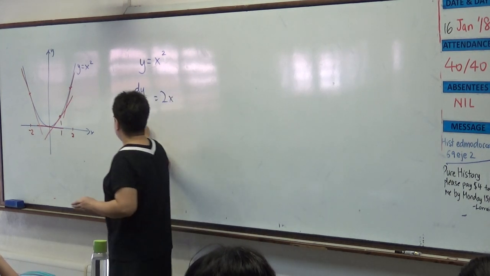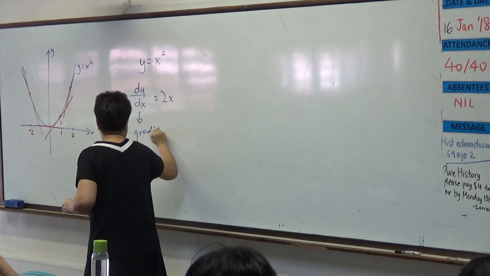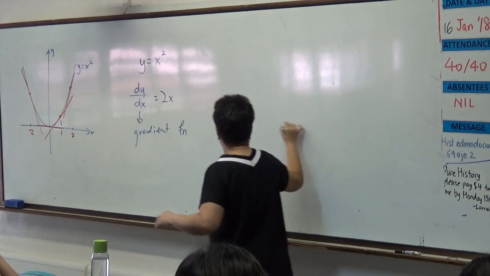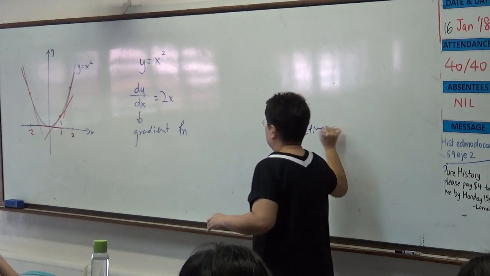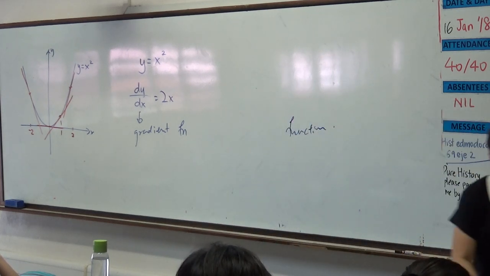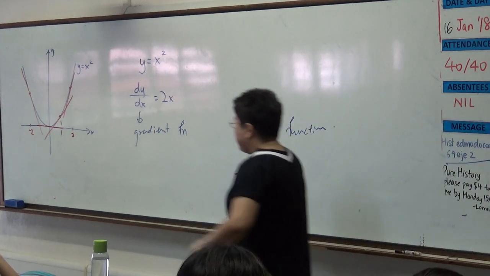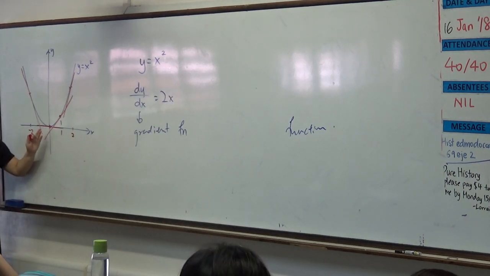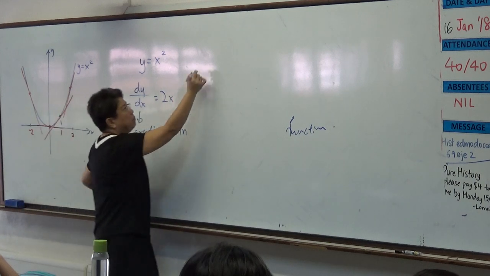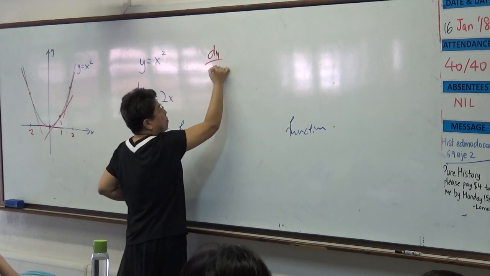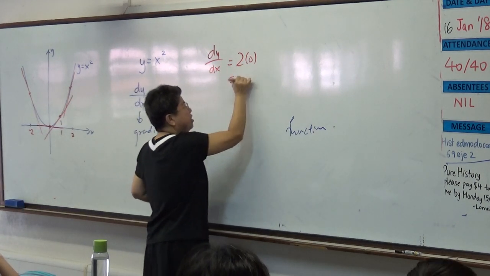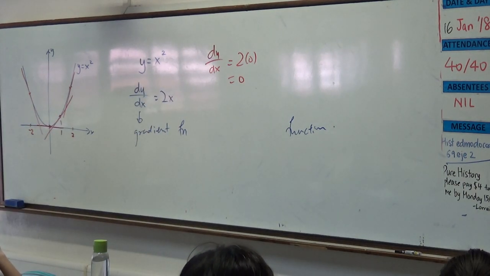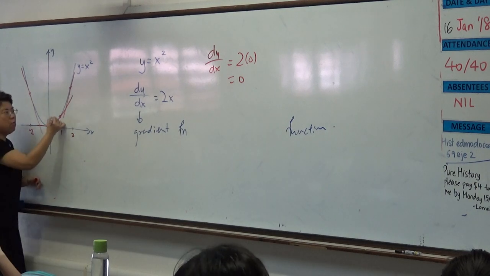Why? Let me tell you why. Okay, why? Now let's take a look. When it is at this point here, do you agree x is 0? Yeah. I sub in, the gradient is 0. You don't need to go and calculate and draw. Understand? Now what if I want it at point 1?